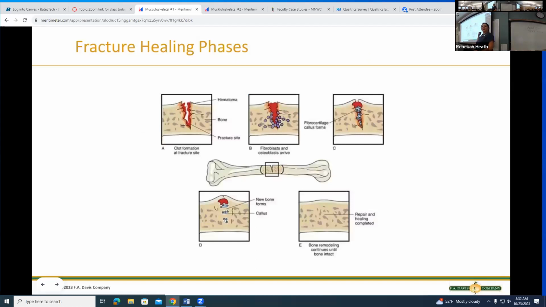So here's the healing process. I like this picture. I really like your guys' book. We just changed to this publisher. It's a different book than we've been using. I really like all the pictures. I think I'm a really visual person.